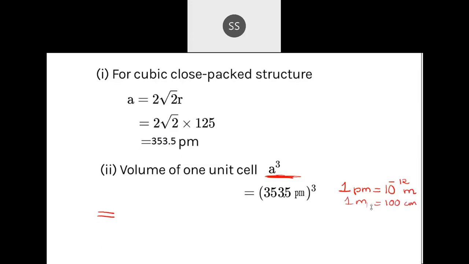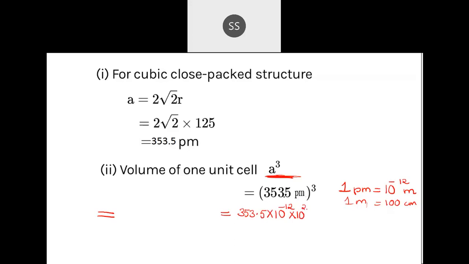Okay, so that means I can write here, convert this now. 1 picometer is 10 to the power minus 12 meter, and 1 meter is 100 centimeter. So after conversion, I can write this as equal to 353.5 into 10 to the power minus 12. Now this I will get in meter. Now you have to convert into centimeter. That means I have to multiply by 100, that is 10 to the power 2.